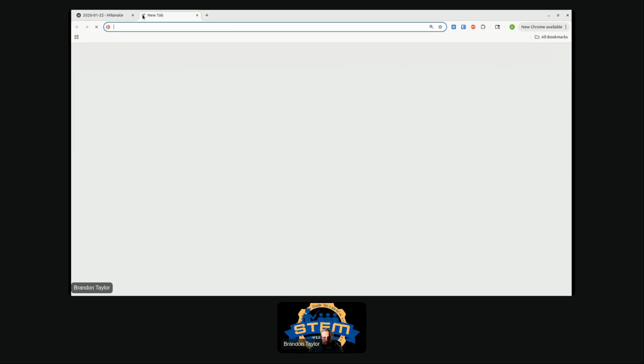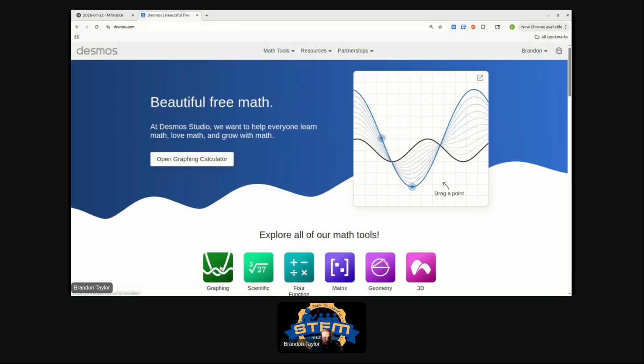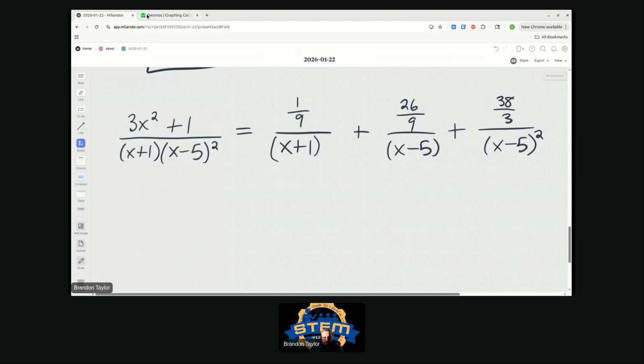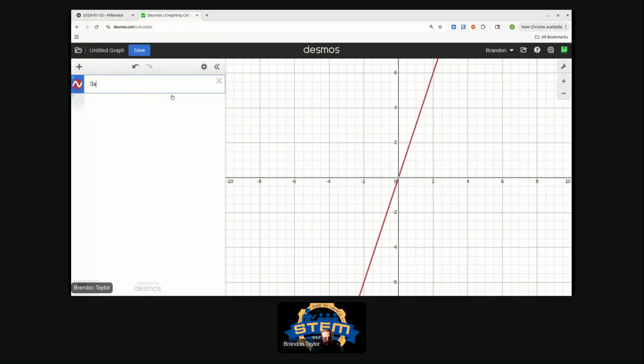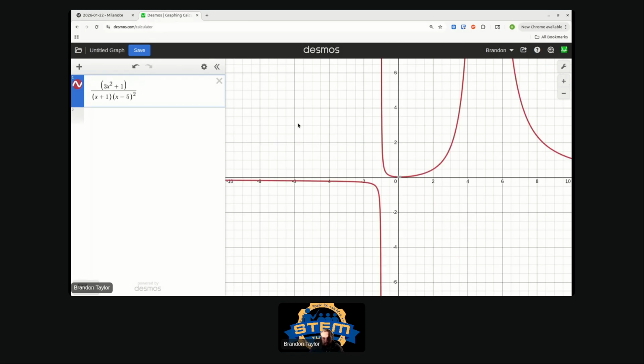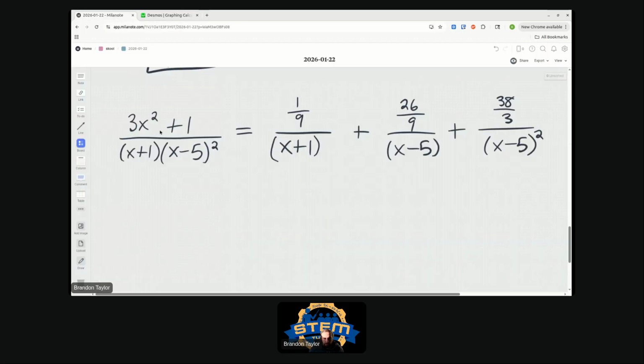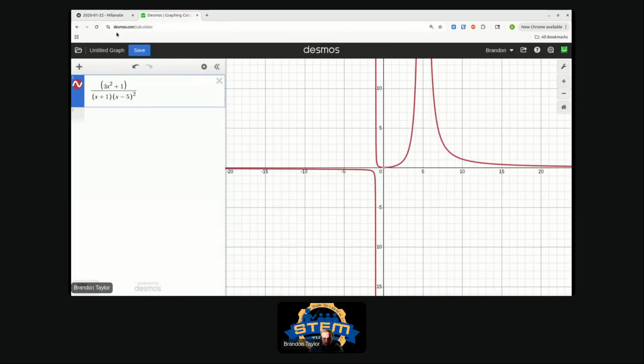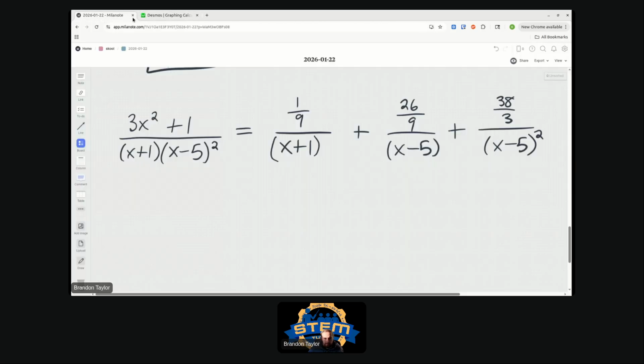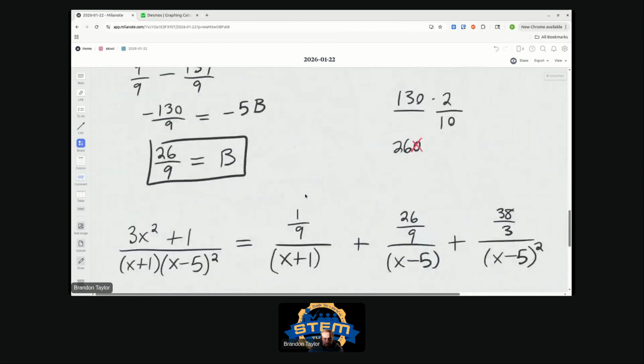And now let's check this, by the way. So if I go to Desmos, and if I actually try to check this thing, so we have 3x squared plus 1 all over x plus 1 times x minus 5 squared. So this is the weird function we're dealing with here. And then on the right, what do we have? We have 1/9 divided by x plus 1. Or was that x minus 5? Yeah, or no, x plus 1.